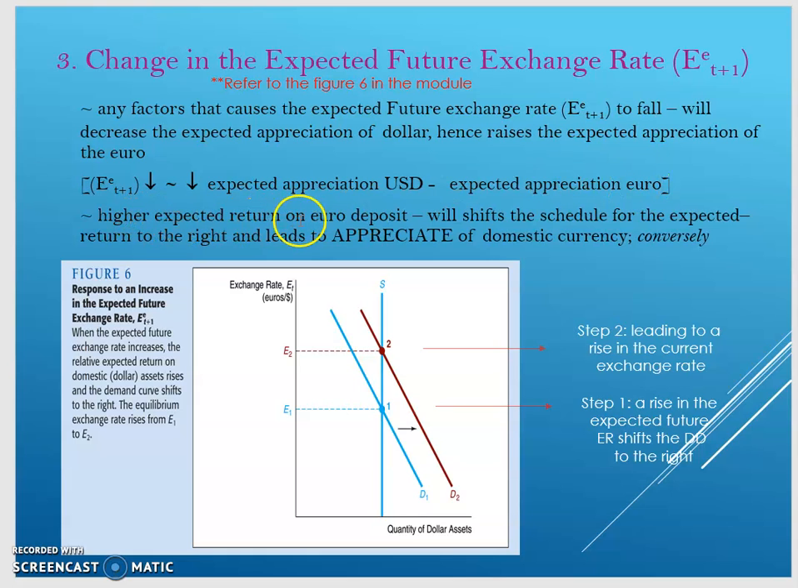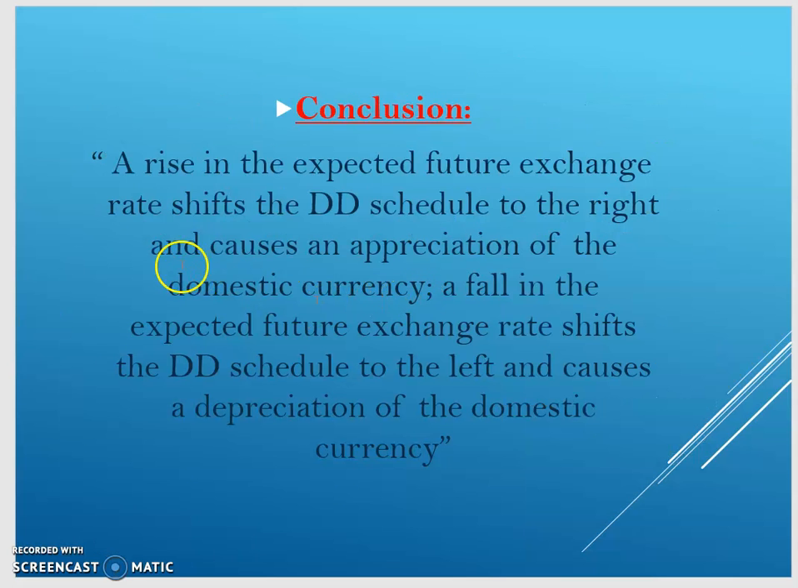Higher expected returns on euro deposits will shift the schedule for the expected return to the right and lead to appreciation of the domestic currency, and conversely. So a rise in the expected future exchange rate shifts the demand to the right from D1 to D2, leading to a rise in the currency from E1 to E2. So the conclusion is that a rise in the expected future exchange rate shifts the demand schedule to the right and causes the appreciation of the domestic currency.